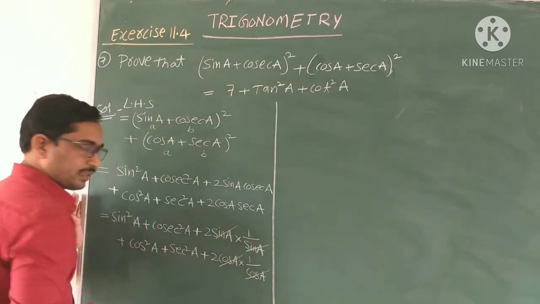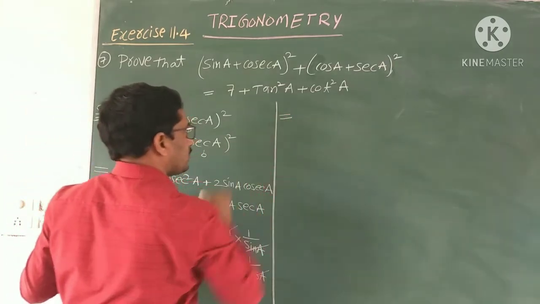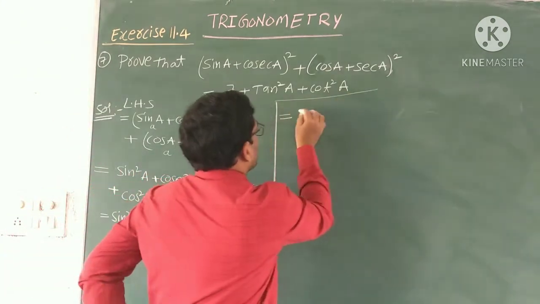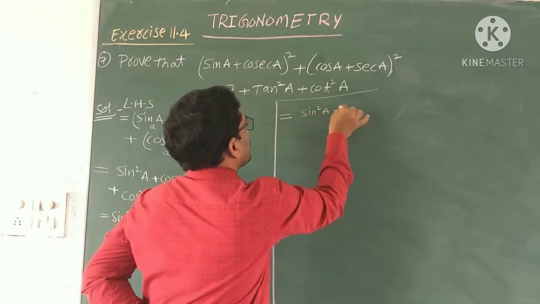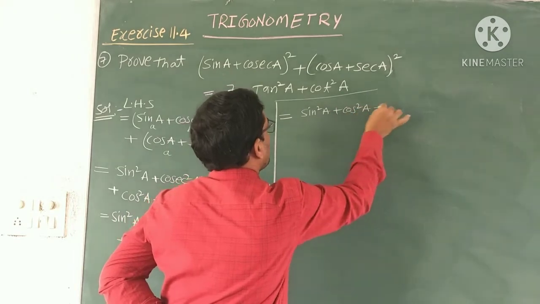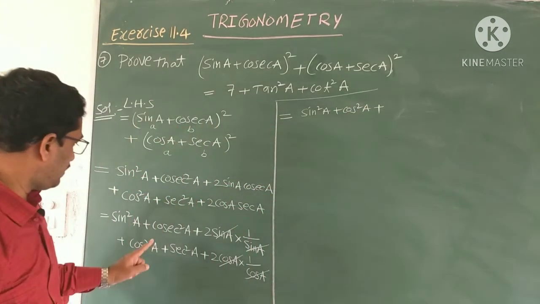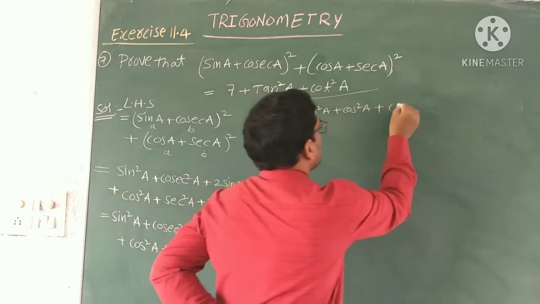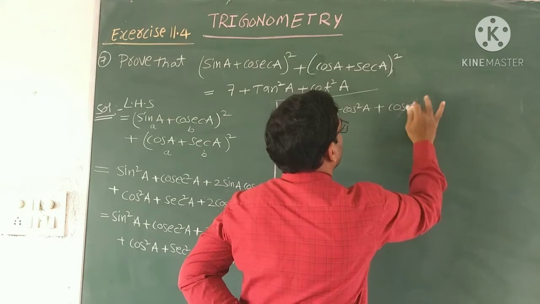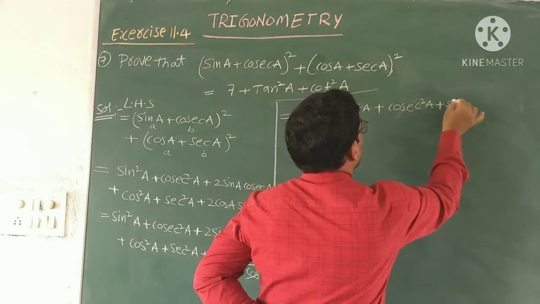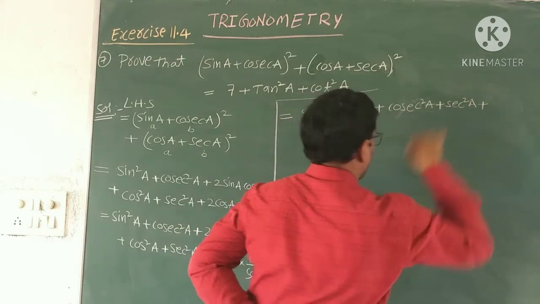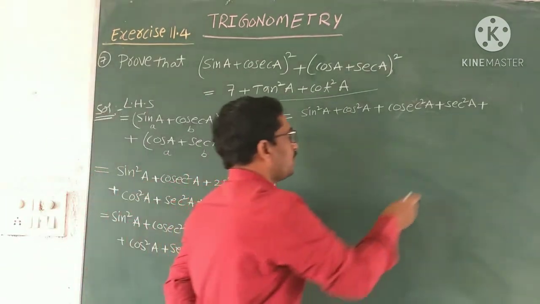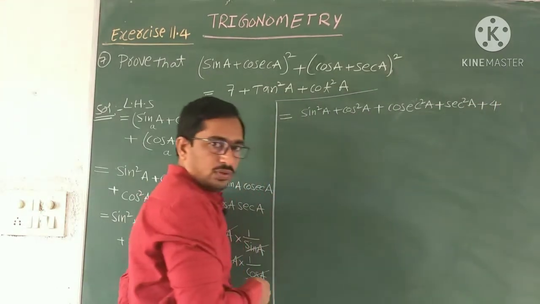Cos A cancels. Now rearranging the terms. Sin square A, cos square A, right? First, sin square A plus cos square A, plus next the remaining terms, cosec square A plus sec square A, plus the remaining terms, here the 2 and 2: 2 plus 2, 4.